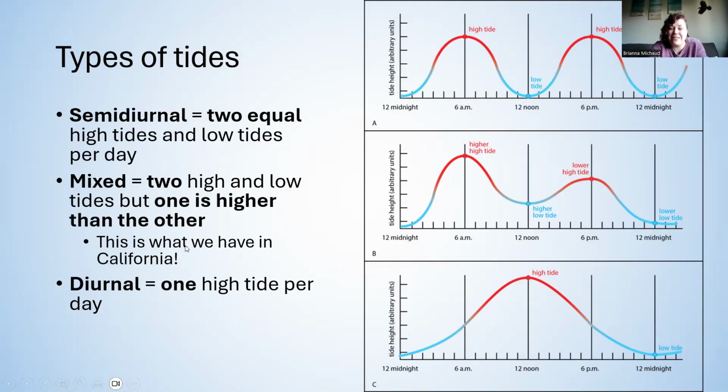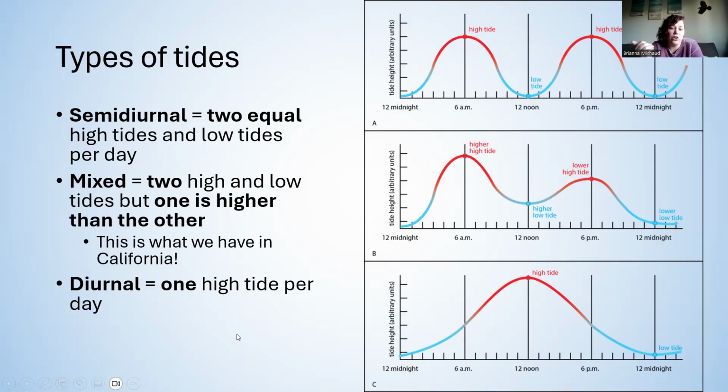But you can also have mixed tides, or mixed semi-diurnal tides. You still have two high tides and two low tides per day, but now one high tide is higher and one is lower, and one low tide is higher and one low tide is lower. You can see that in this graph right here. This is the type of tide we have in California. So we have one higher high tide and one lower high tide, and one higher low tide and one lower low tide. You can see that graph in the middle there.